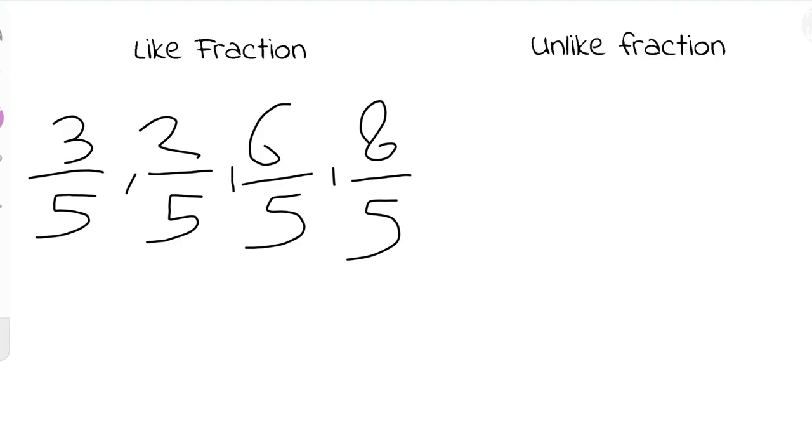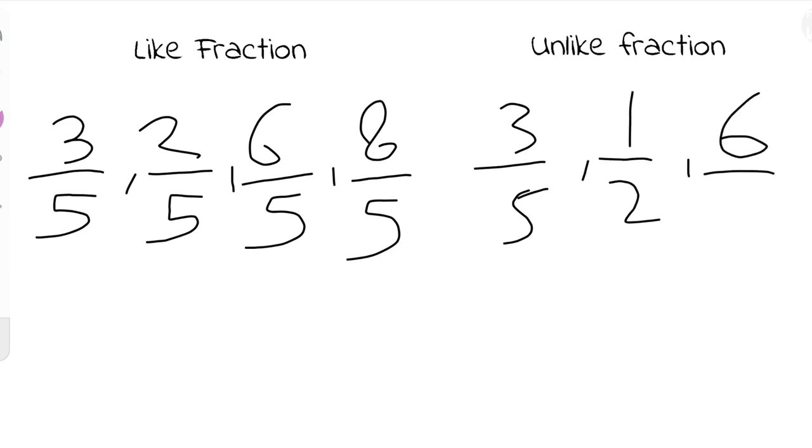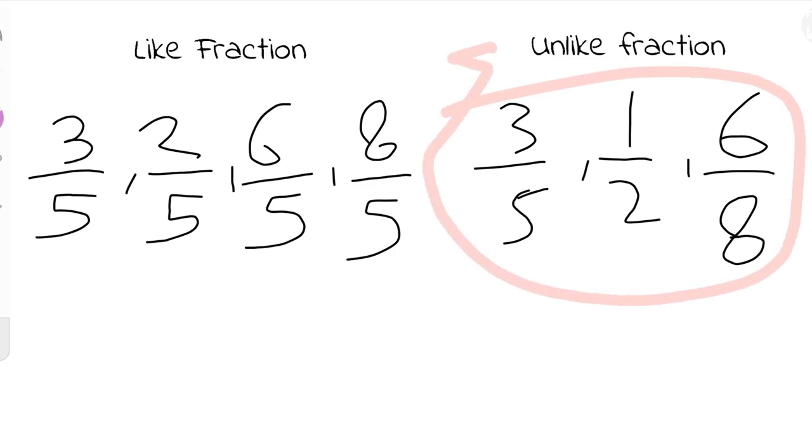Okay, just opposite are the unlike fractions. So whenever the denominator and numerator both are different, they are known as unlike fractions, like 3 by 5, then 1 by 2, 6 by 8. So here, as you can see, the numerators are also different and the denominators are also different. So these are known as unlike fractions because they do not have anything alike in between.